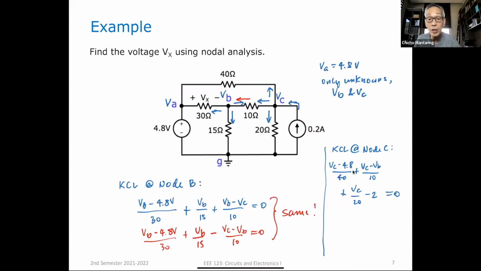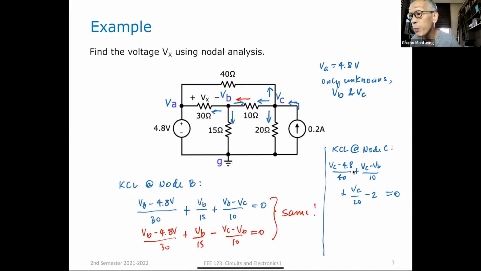So 2 equations, 2 unknowns. Actually, 4 essential nodes, so 3 equations, but 1 essential node has a voltage that can be determined by inspection. And therefore, I only had to apply KCL to this node and this node. No? Okay, so 2 equations in 2 unknowns, VB and VC. And so now this just reduces to a math problem.